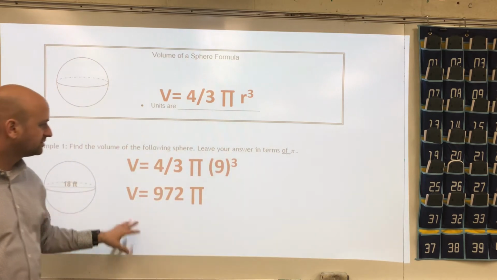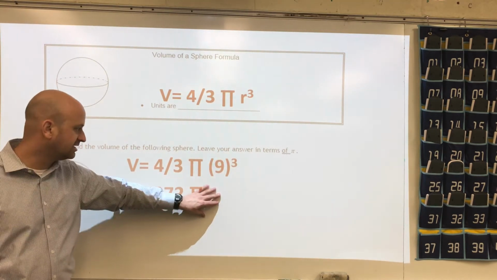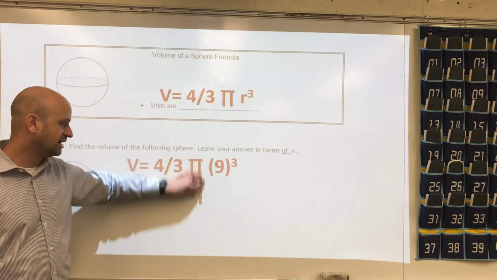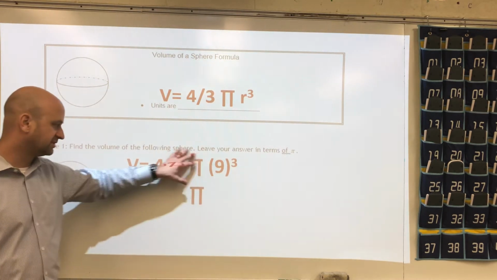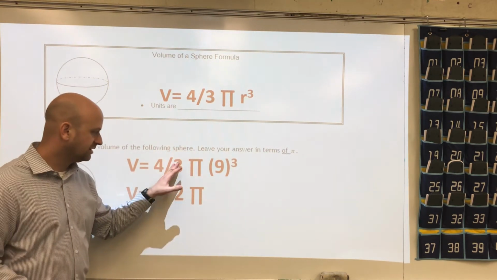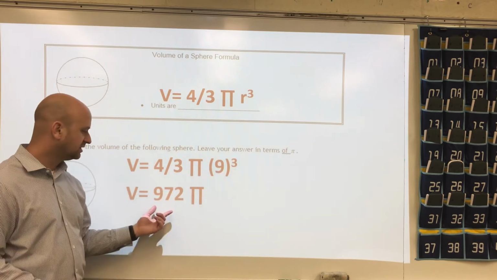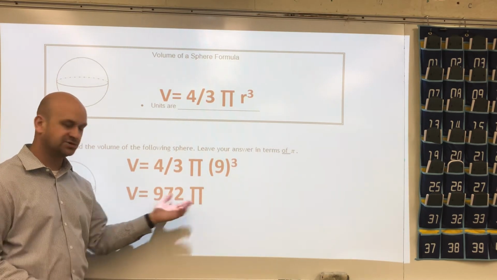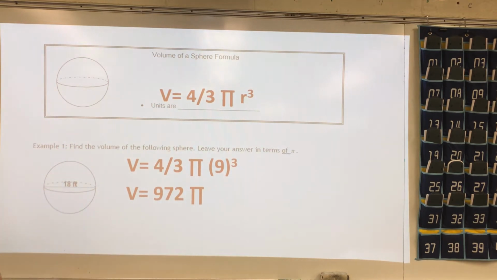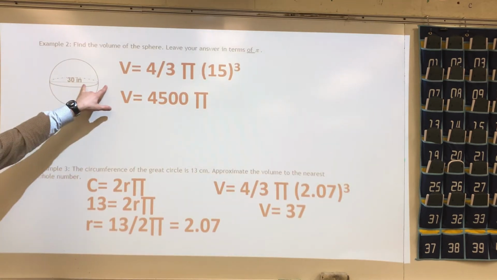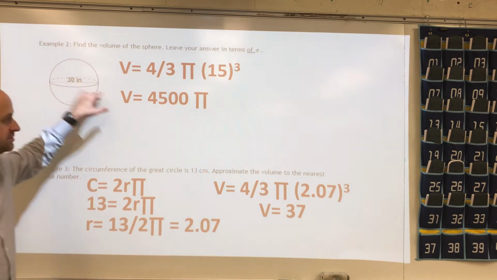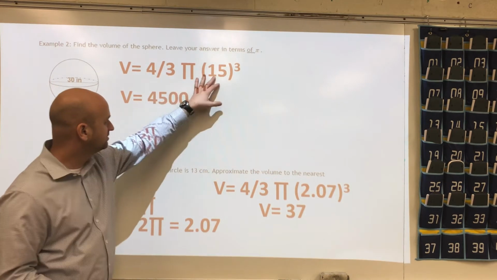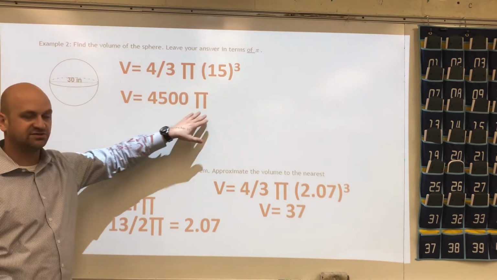If you do that in the calculator, we prefer to leave the answer in terms of pi. So if we do this in the calculator, do not put pi in the calculator, do everything else. So 4 divided by 3 times 9 cubed, and we're going to get 972, and then we just add the pi at the end. So 972 pi would be the answer. All right, the next one, they give us a diameter of 30, which means the radius is 15. Again, type it in the formula, we get 4,500 pi.